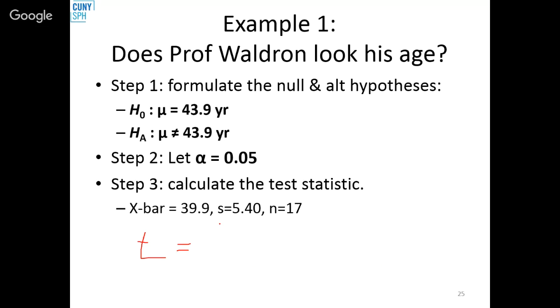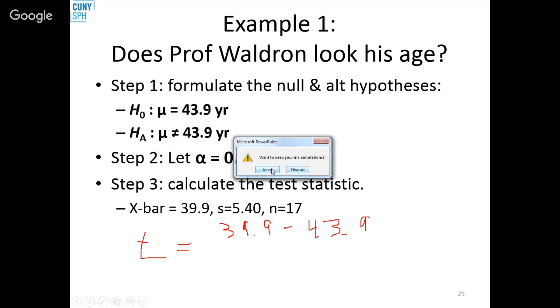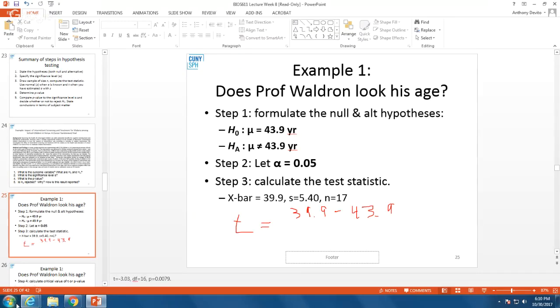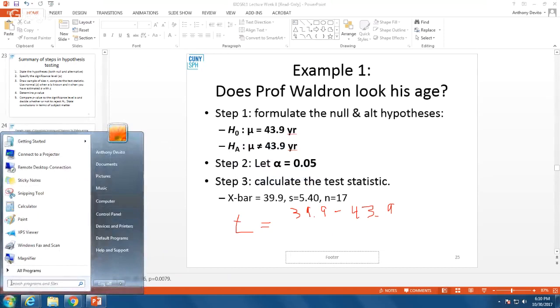All right, can you give me some help here? 39. Sorry? 39.9. 39, okay. 39.9 minus 43.9, yeah. Maybe I should be doing this in Excel so that I can actually get an answer. Putting some pressure on us to get it right here. Let's see.